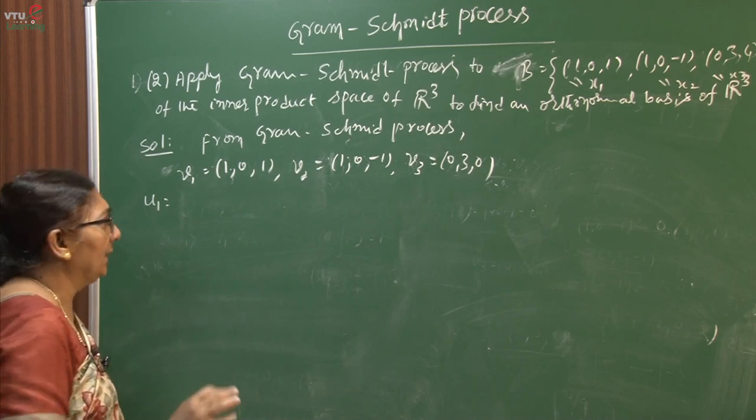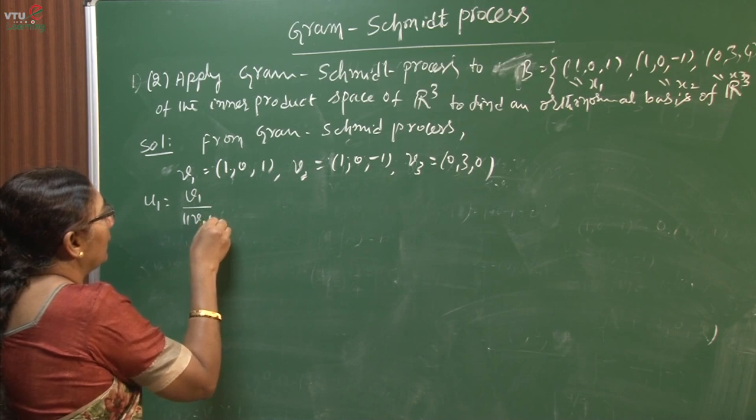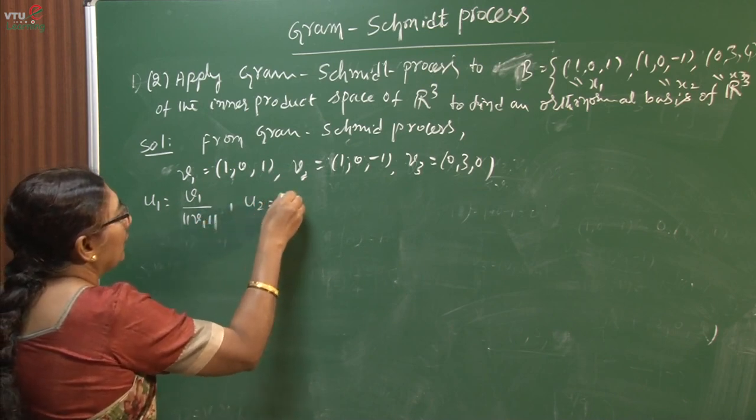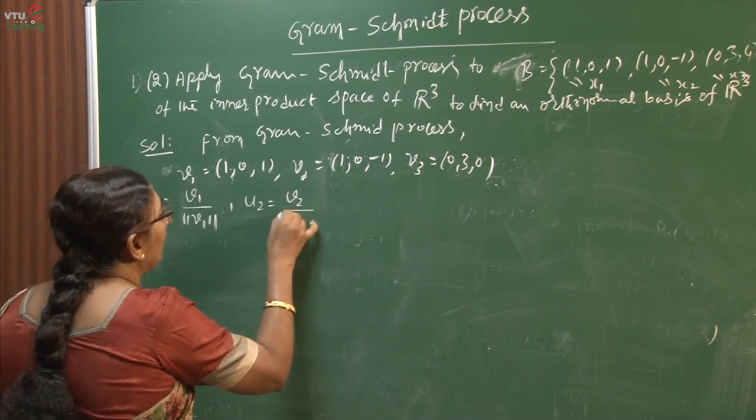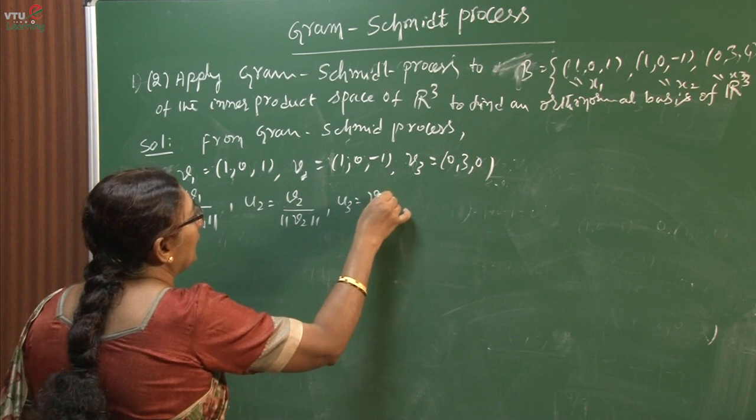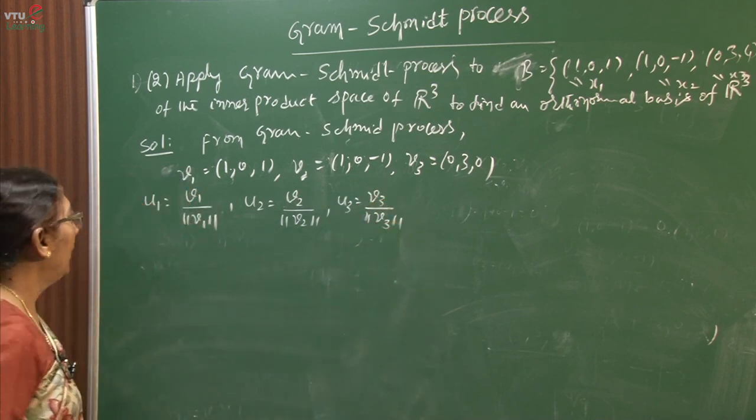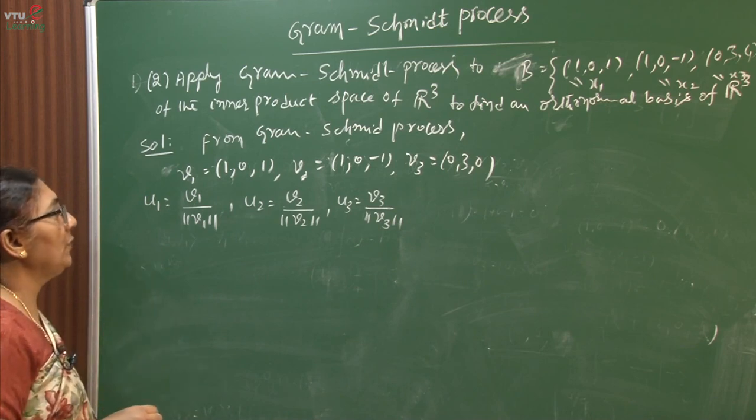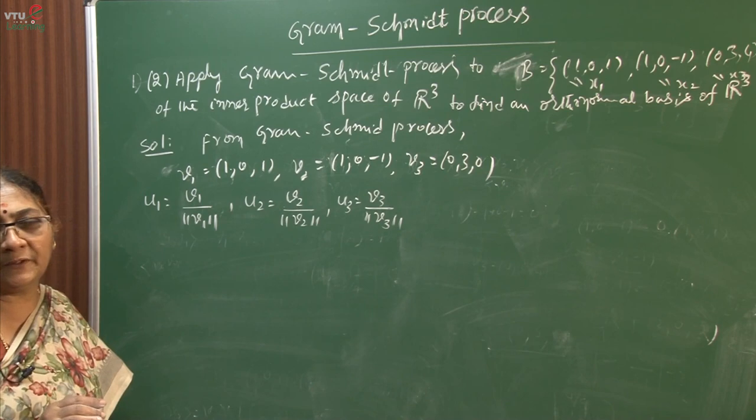Now I'm going to take u1, which is nothing but v1 divided by norm of v1. This is called normalization. What is u2? We are normalizing v1, v2, v3: v2 divided by norm of v2. u3 is nothing but v3 divided by norm of v3. It's okay, fine. The next is, from this, I want to find out what is u1, u2, u3. I think everyone is clear for this part.